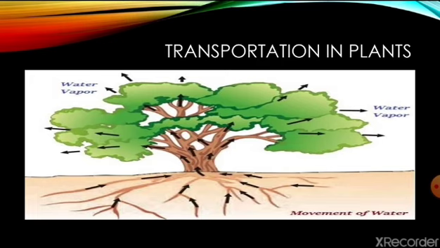Now coming to the transportation of food materials in plants, we all know that food is prepared in the leaves. So from the leaves, the organic constituents, that is the organic substances required for the growth of the plant, should be distributed. This purpose is done by the phloem vessel, and hence the food is being transferred from one place to another. This process is called translocation.